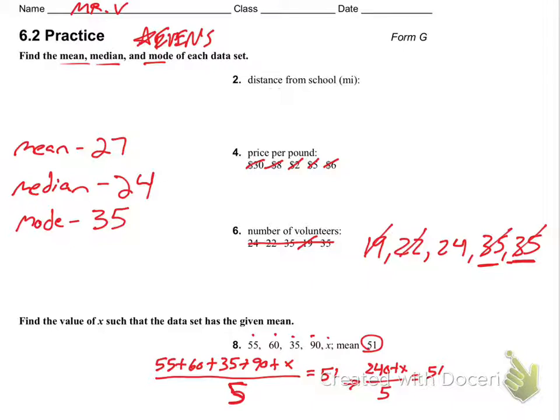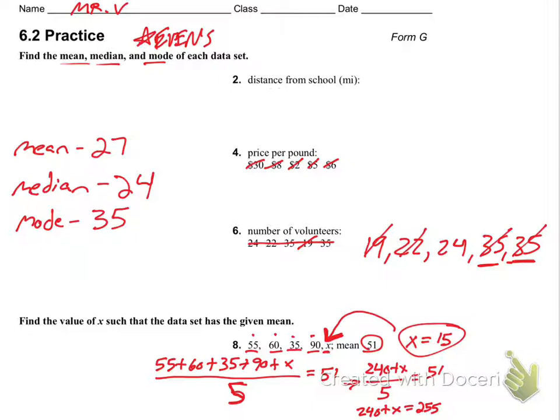So it'll be 51 times 5, and that's 255. So that would mean 240 plus x is equal to 255. And then from there, I'm going to minus 240 on each side, and I'll do 255 minus 240, and I'll get 15. So that means x equals 15. So that means this number right here that we didn't know is 15.